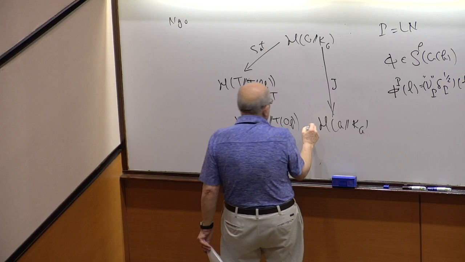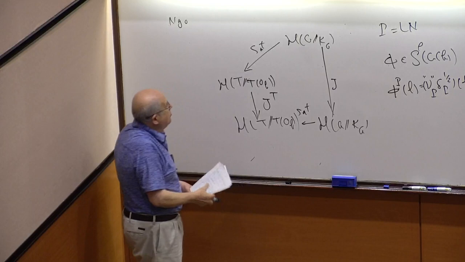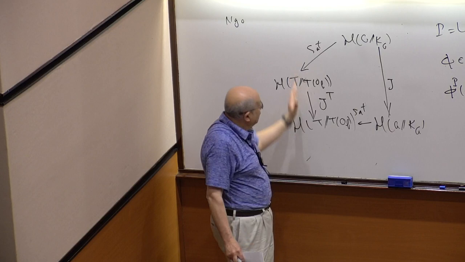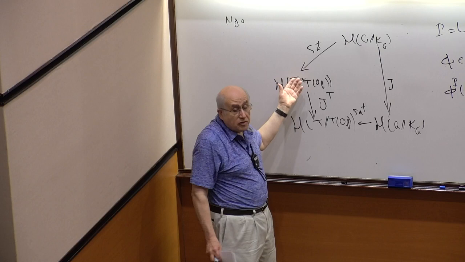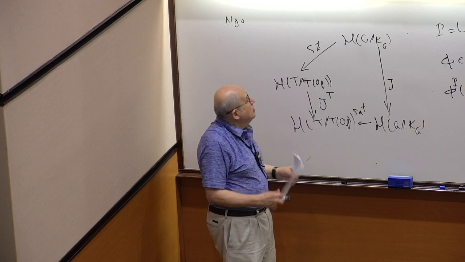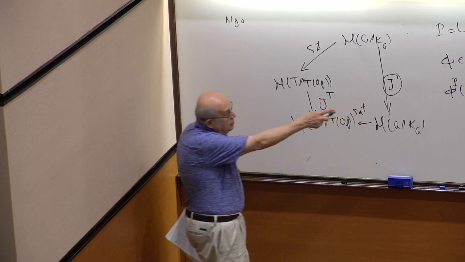He basically shows that this diagram commutes, and that's how he can define J on the whole thing, because using this commutativity he defines it on the level of the torus. And he does it for all the tori. All the tori represent all the semisimple conjugacy classes, so by density you get the whole thing. So that's how he defines his Fourier transform, and this agrees with it.